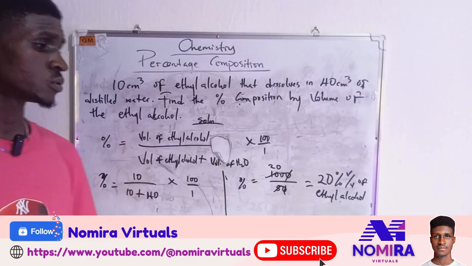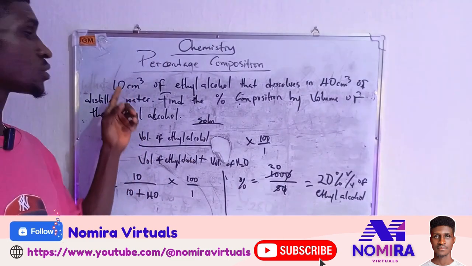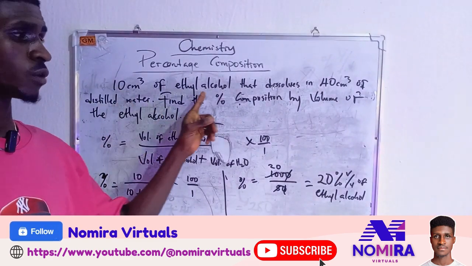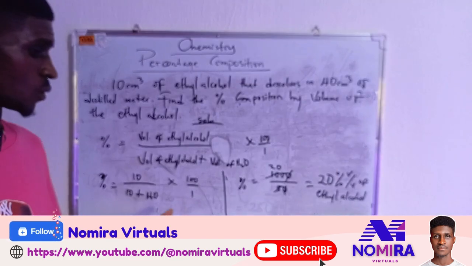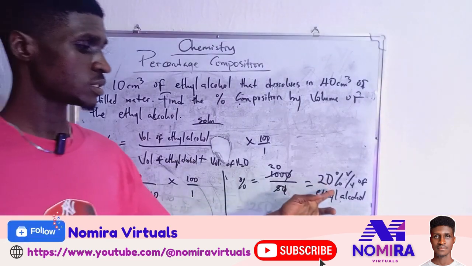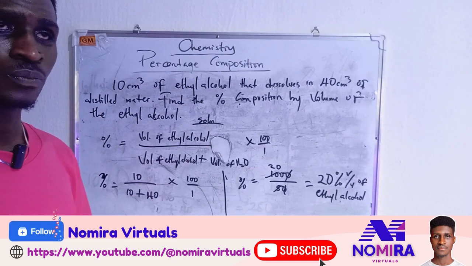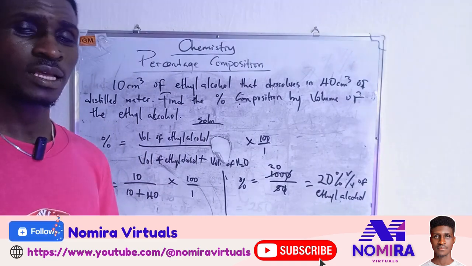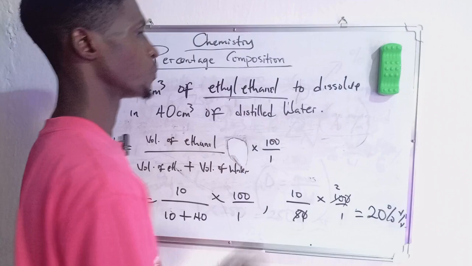In practical, what you do is you dissolve 10 cm cube of your ethyl alcohol in 40 cm cube of distilled water. What you have obtained is 20% volume by volume of ethyl alcohol in that solution. So it's as simple as that. So if you have any question, you can ask.